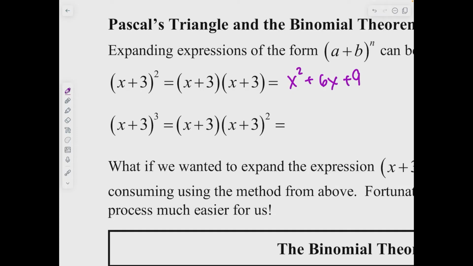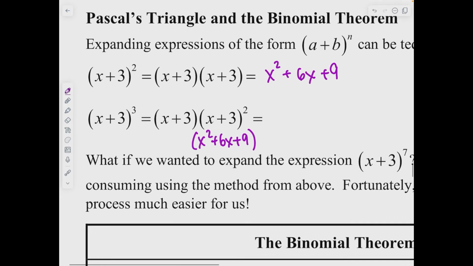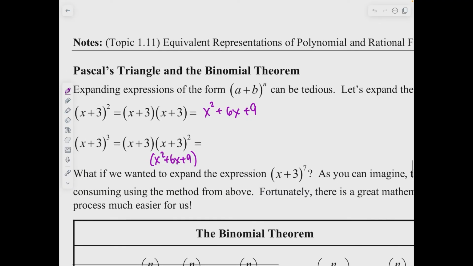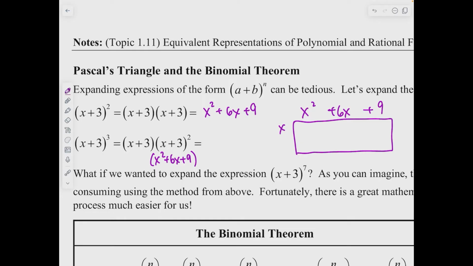what I'm going to do is multiply x plus 3 times the x squared plus 6x plus 9 that we just did. You could use the distributive property, where you distribute the x and then the 3, or you could do something like box multiplication, which keeps you a little more organized as well. Your choice on which you prefer.